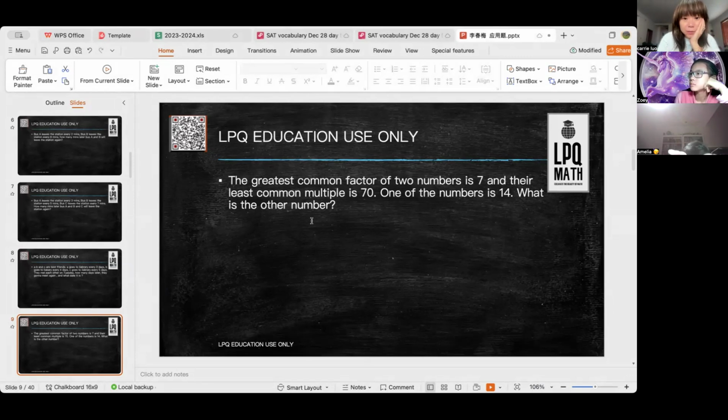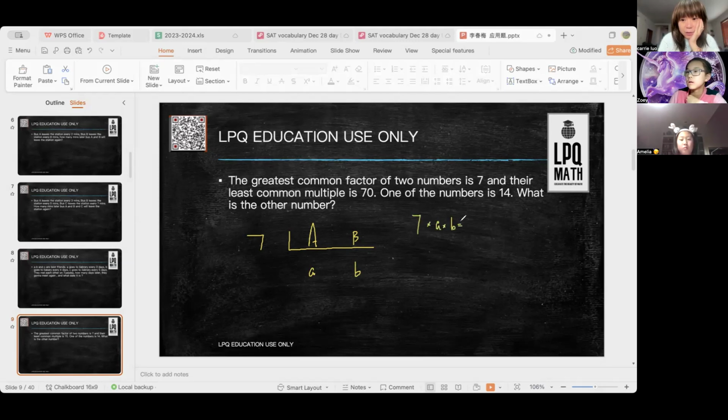So let's take a look at this one, okay? The greatest common factor of two numbers. So we have numbers A and B, right? And I know they are both divisible by 7, correct? So I just say A divided by 7 equals little a, and B divided by 7 equals little b. Can we do that? And we know the least common multiple of these two numbers is 70. So that means 7 times little a times little b equals what? Equals 70, correct? Okay, so a times b equals what?